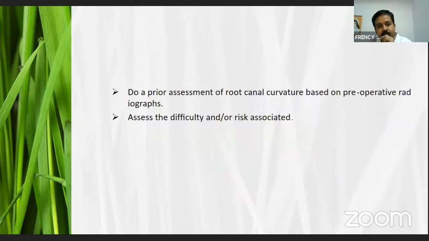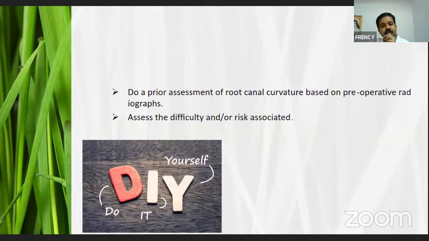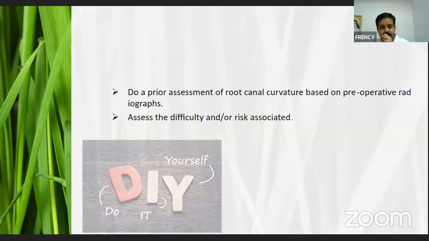Do a prior assessment of root canal curvature based on the preoperative radiograph and assess the difficulty or risk associated. Many times, if you are taking a preoperative radiograph, you will get an idea whether this root canal treatment will be an easy one or a difficult one. Sometimes there may be severe calcification, curvatures, anatomical variations. So then, according to your ability, you can judge whether I can do this root canal in a proper way, or should I refer this patient, or should I call an endodontist.